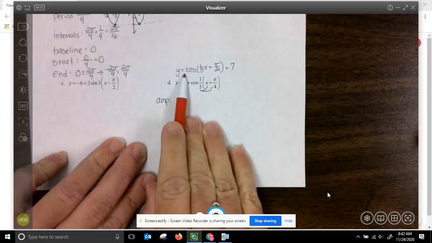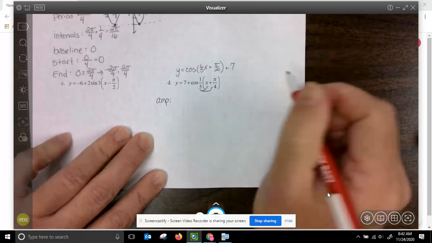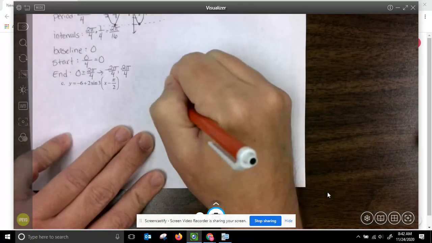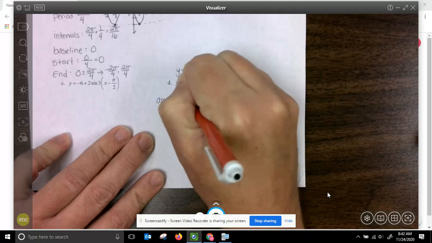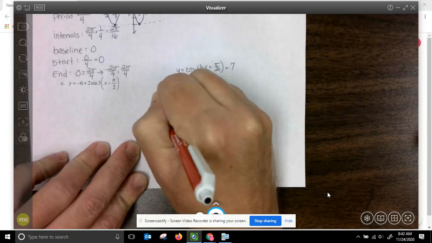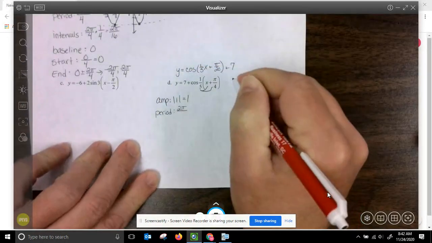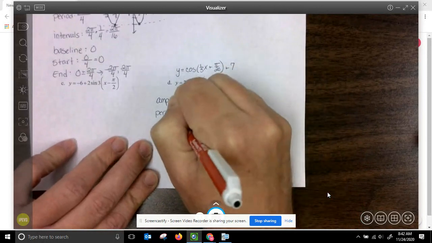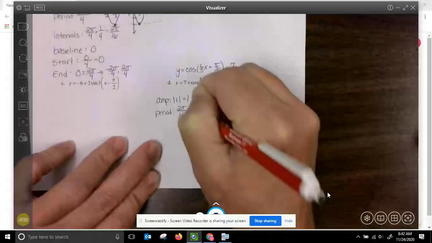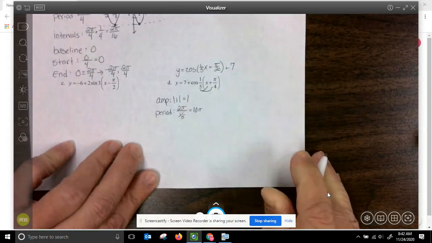Right? There is no A out here. Do be mindful that that will be 1 since it's something that's multiplying. So amplitude here will be the absolute value of 1, which is just 1. Our period is 2 pi divided by b, which is 1/5. Dividing by 1/5 is the same as multiplying by 5, so this equals 10 pi.